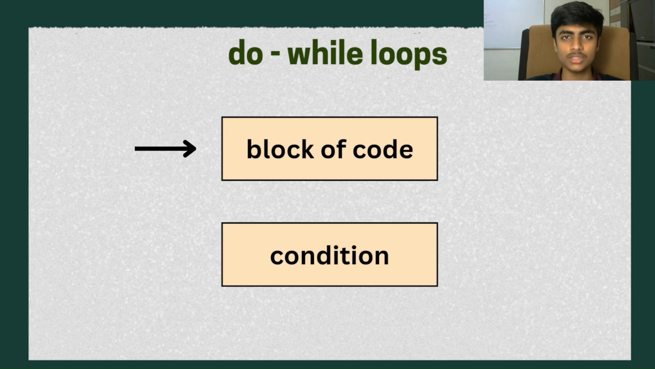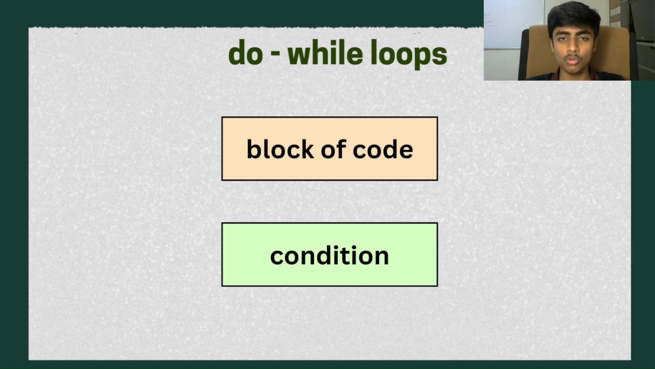In a while loop, we first started with the condition. We checked the condition. If the condition was true, only then we moved on to the block of code. In a do while loop, it's the opposite. We're going to start with the block of code. As you can see, we're going to first start with the block of code, and irrespective of the condition, we're going to execute this block of code. Then we're going to move on to the condition.